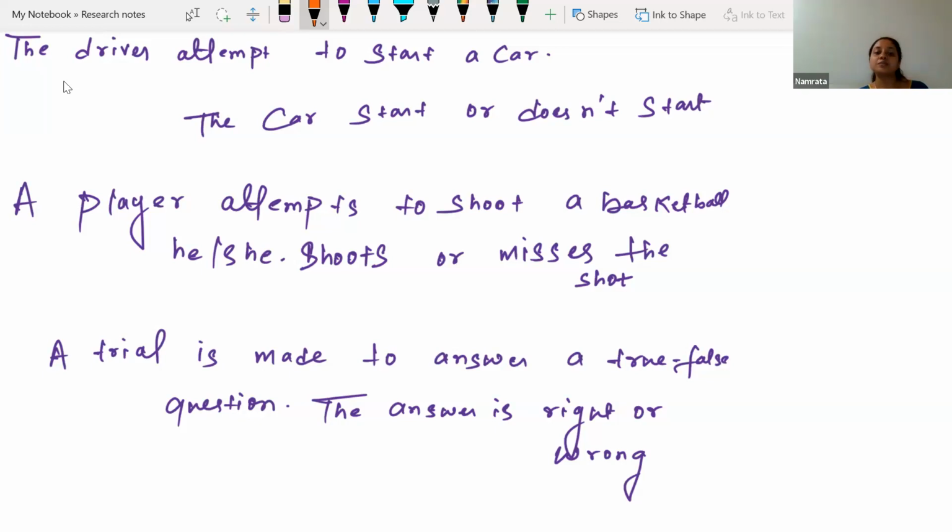But for the last one, a trial is made to answer a true false question. Whether the answer will be right or wrong, it's just an experiment based question. Randomly you are picking the true or false answer, so it can be right or wrong. The chances are equally likely, right?